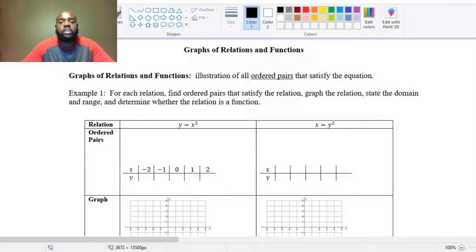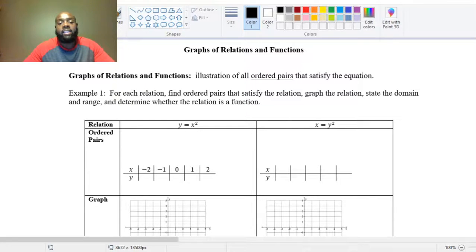In this video, we're going to talk about graphs of relations and functions. Remember that when we were solving equations in two variables, we said that our solutions would be the set of all ordered pairs that satisfy that equation, right? Well, since a function as well as a relation is composed of a set of ordered pairs, graphs are basically illustrations of all ordered pairs that satisfy the equation that gives the relation and the function.